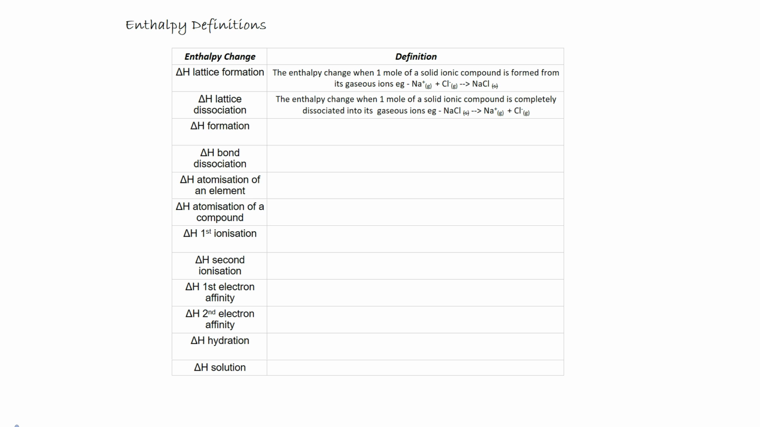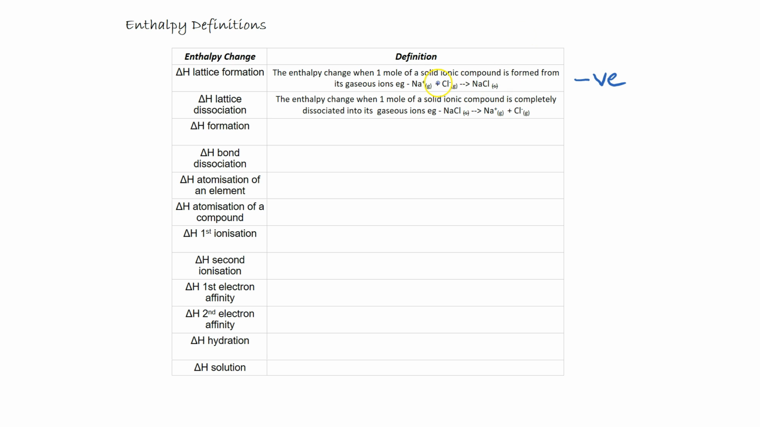So as we saw on the previous slide, we've got several enthalpy definitions that we need to know about. The first two we've already talked about. The enthalpy of lattice formation. Remember, this is always negative in value, and that is the enthalpy change when 1 mole of a solid ionic compound is formed from its gaseous ions. An example is Na+ gaseous plus Cl- gaseous goes to NaCl solid.